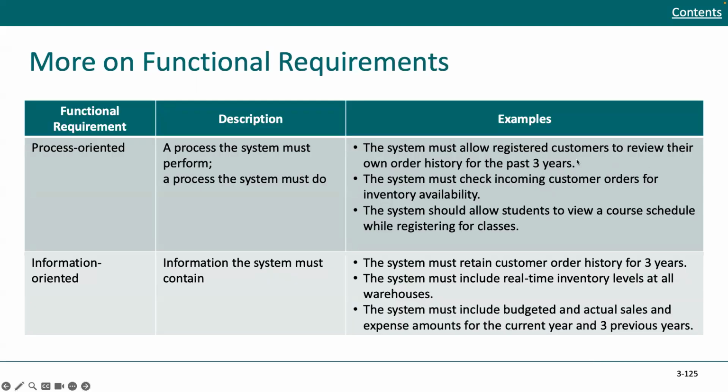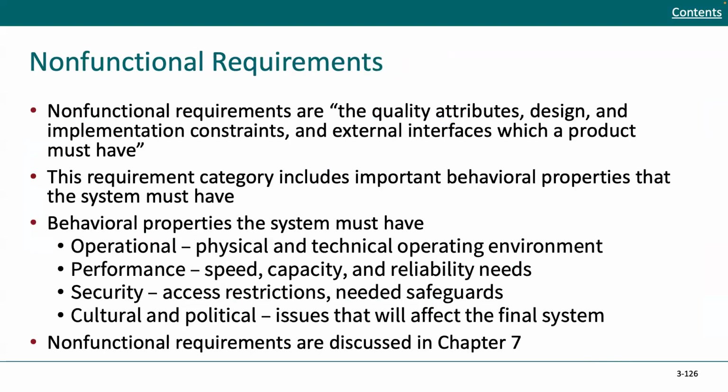So here's just a little bit more on functional requirements. You can be thinking of process-oriented and information-oriented categories here, subcategories. For process-oriented, it's a process that the system must perform, a process that the system must do, versus the information-oriented, it's the information the system must contain. And you can read the rest of the things here on this chart. I refer you to the textbook, or just pause the video so you can take that in.